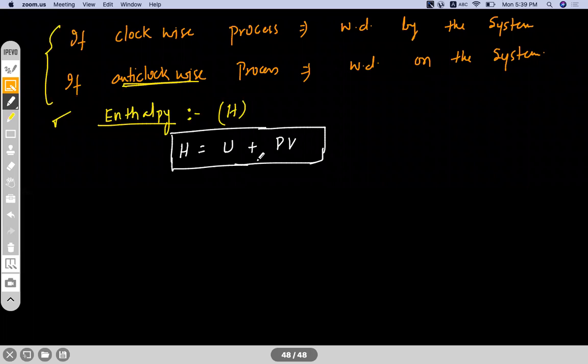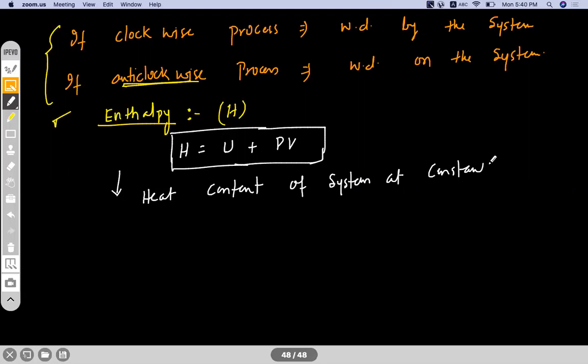Mathematically, it is defined like this. It is also defined as the heat content. Enthalpy is the heat content of the system at constant pressure.